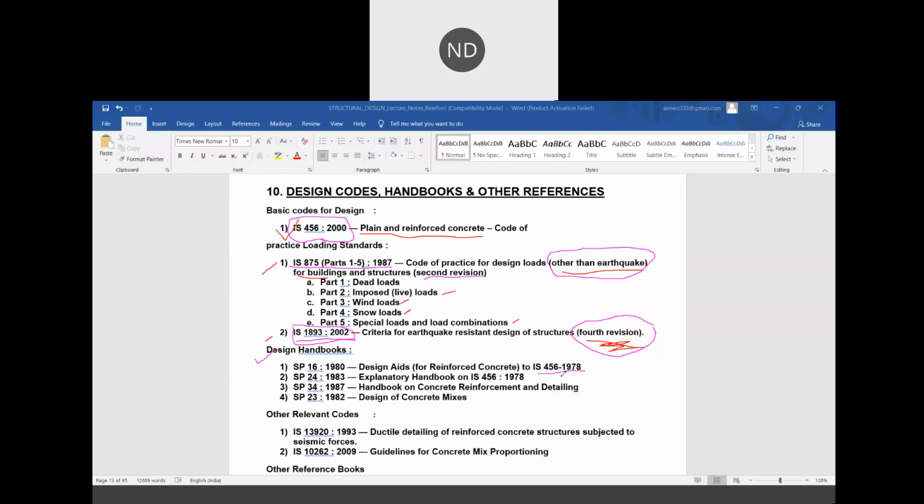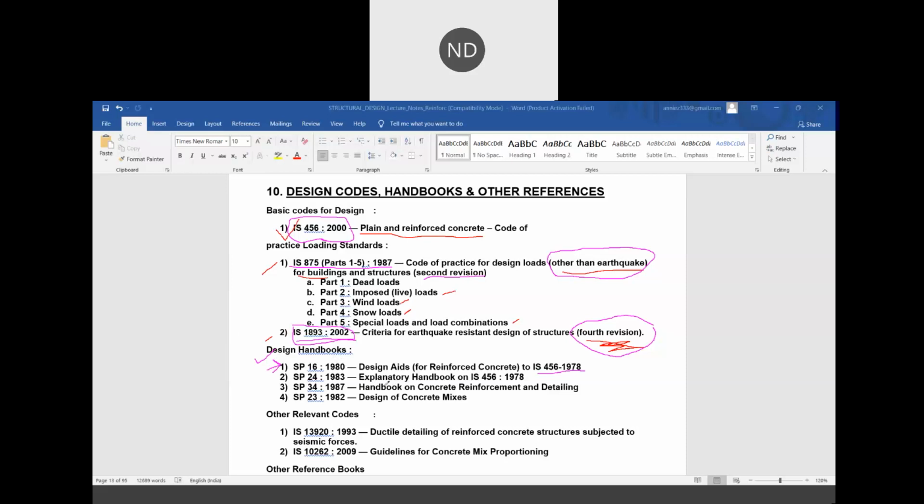Some of the specifications of IS, that means of the reinforced concrete, are mentioned here in your SP16. You have I sections, T sections, channel sections, which you use here. The properties of that material, like the thickness of the flange and the thickness of the web, everything will be mentioned to you here in your SP 16 1980.